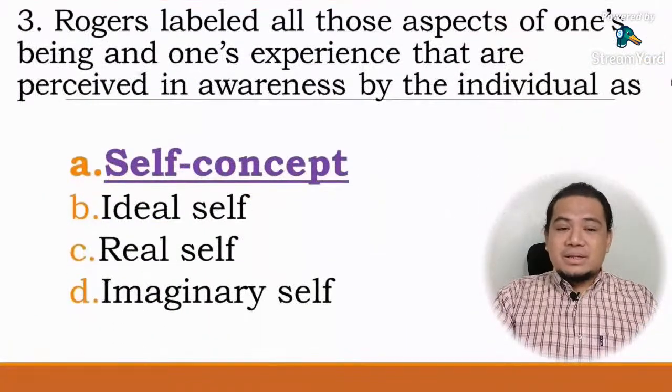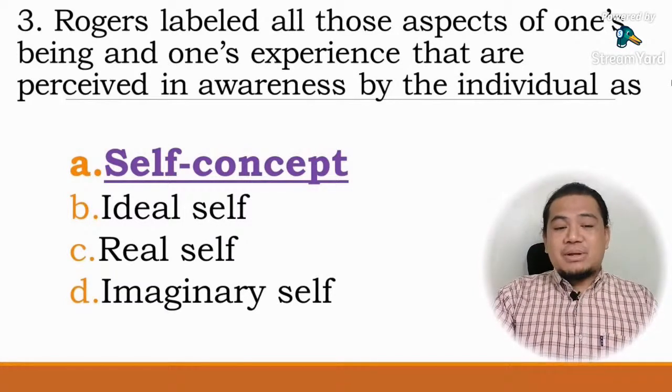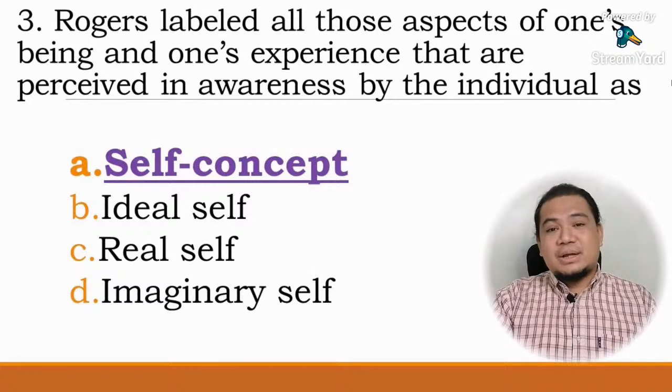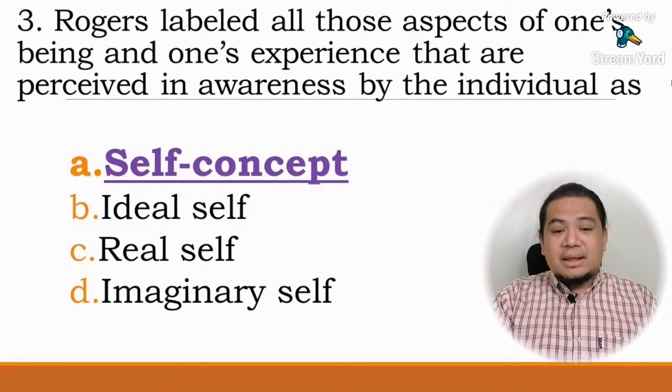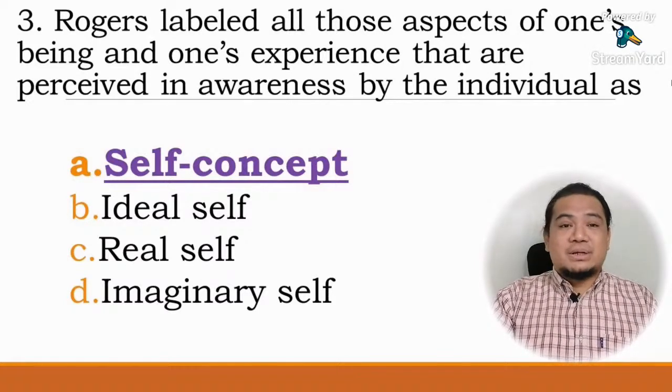Number 3. Rogers labeled all those aspects of one's being and one's experience that are perceived in awareness by the individual as. The answer is letter A, self-concept. The self-concept includes all of those aspects of one's being and one's experience that are perceived in awareness, though not always accurately, by the individual. The self-concept is not identical with the organismic self. Portions of the organismic self may be beyond person's awareness or simply not owned by the person.